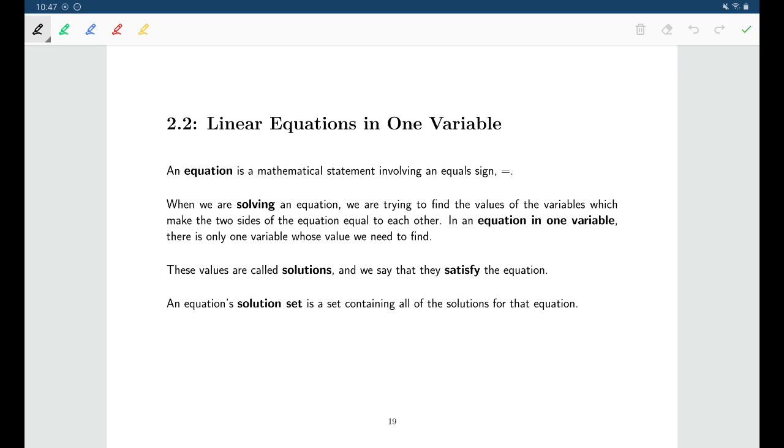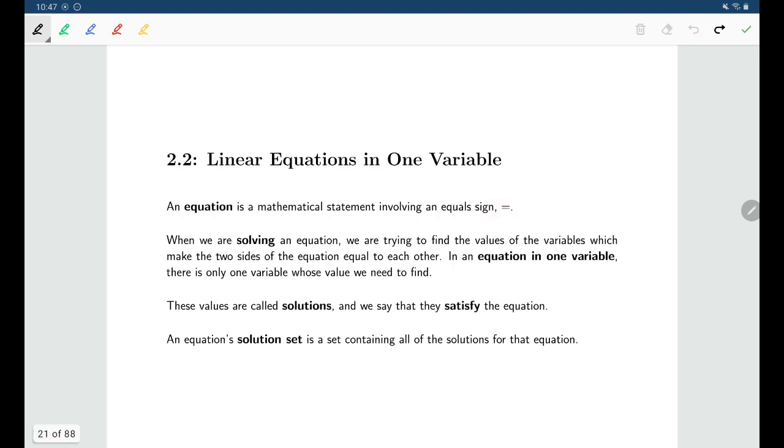Firstly, just to remind ourselves, what do I mean by an equation? An equation is any sort of a mathematical statement that has an equal sign in it. If you don't have an equal sign, that would be something that's not an equation. So something like 3x plus 2, that's not an equation. There's no equal sign there. But if I were to say 3x plus 2 equals 7, now that is an equation.